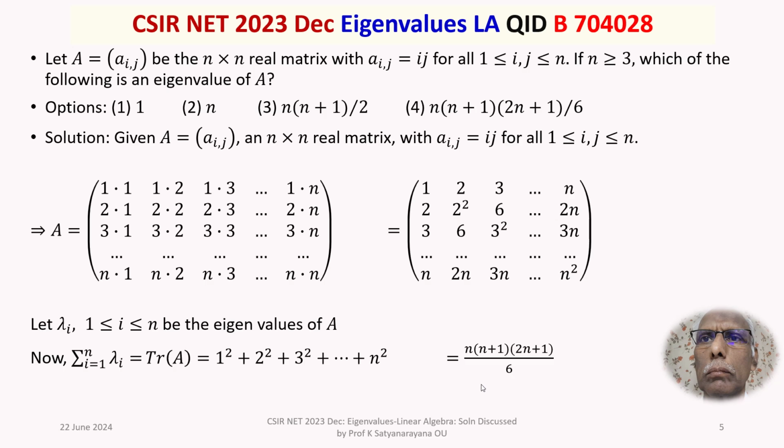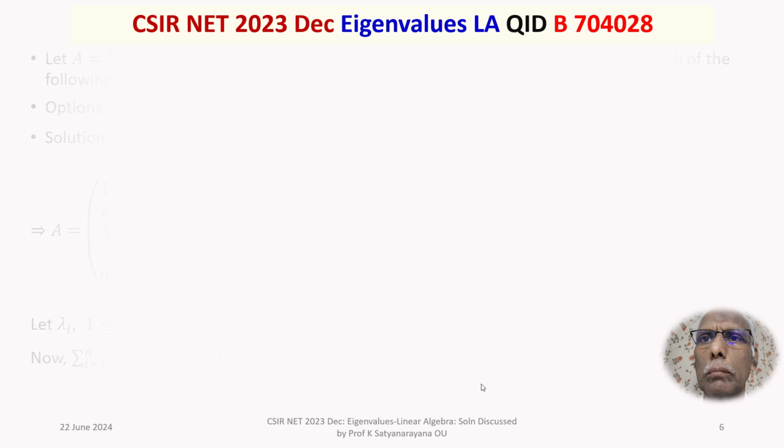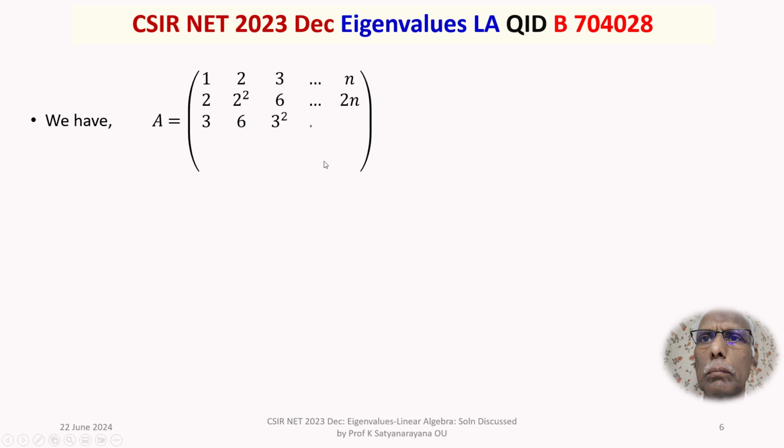We continue the discussion in the next slide. We have the matrix A and make an observation. The entries in the second row are precisely 2 times the entries of the first row. And so also the third row is 3 times the first row. The nth row is n times the first row.